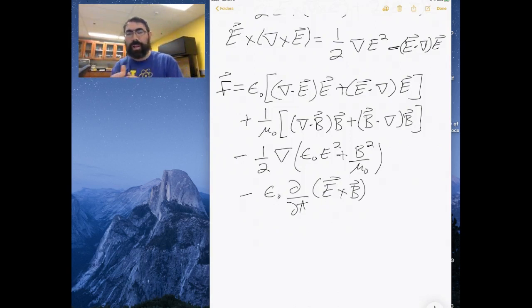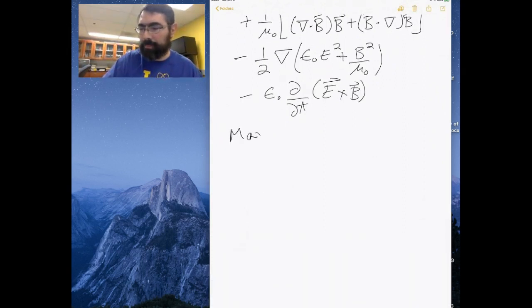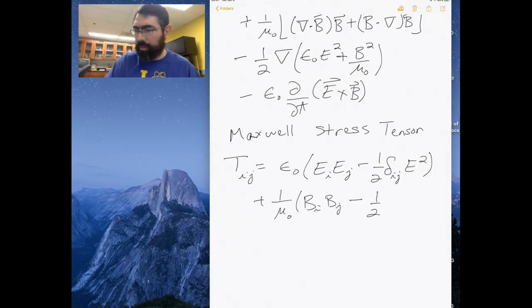So it's kind of nice. Now we've combined everything up, and we now have a term that has the energy density. We have a term which has the Poynting vector in it. And so we can rewrite this as what's often called the Maxwell stress tensor. So it's a tensor, so it has two indices, and I can write this as epsilon naught E_i E_j minus 1/2 the Kronecker delta E squared plus 1 over mu naught B_i B_j minus 1/2 the Kronecker delta of B squared.